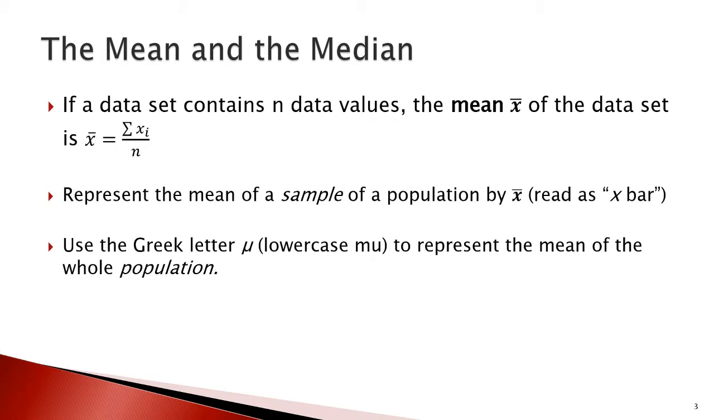First of all, what is mean? If a dataset contains n data values, the mean of the dataset is the summation of the data values divided by the number of data points. We represent the mean of a sample by x bar and the mean of a population by Greek lowercase mu.